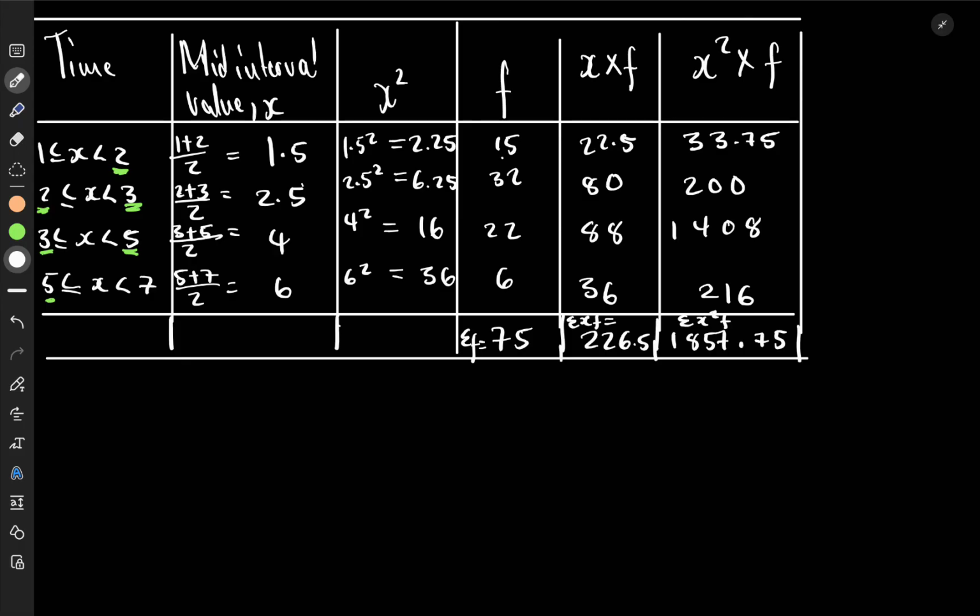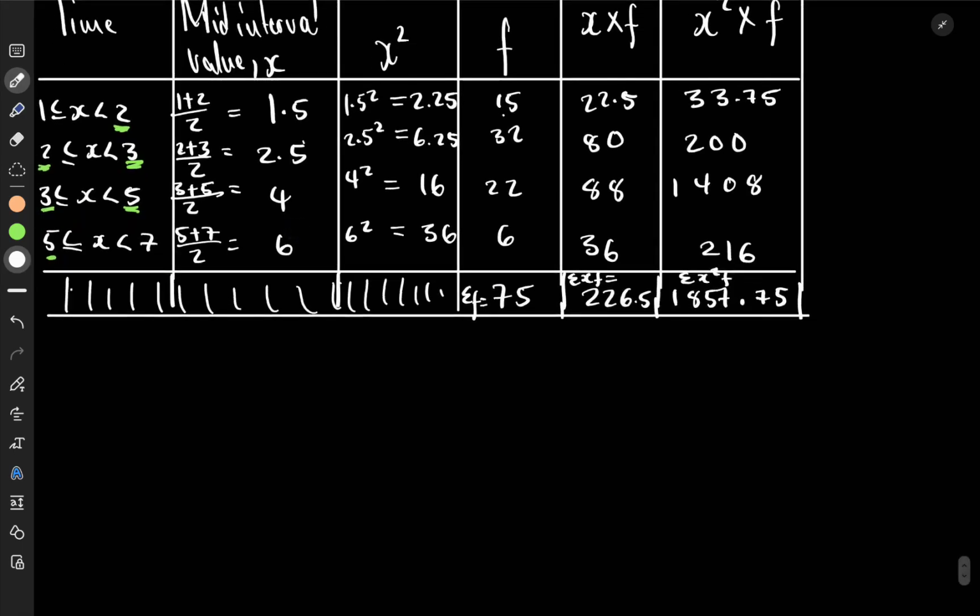Now, what are we going to do? These columns, we don't add the data. The only time we add x and x squared is when we are dealing with something that is not in a frequency table. So let's go for it now. We've got all the stuff. Now we're just going to put in our values.